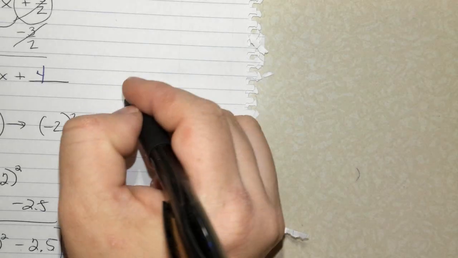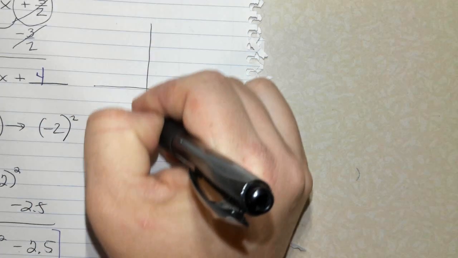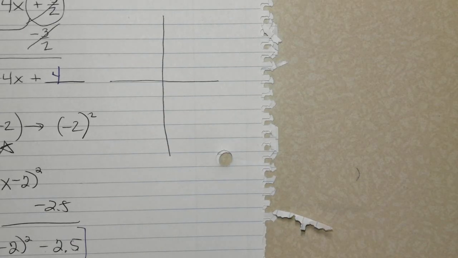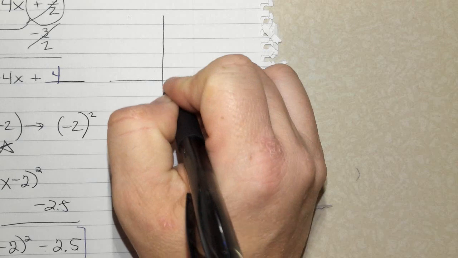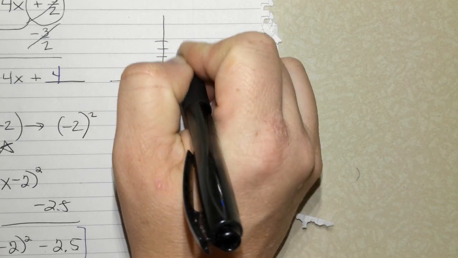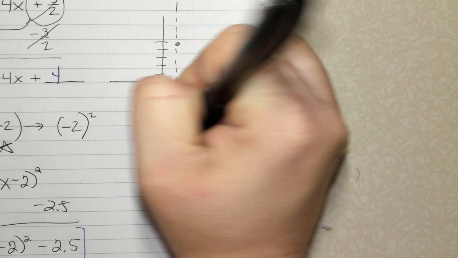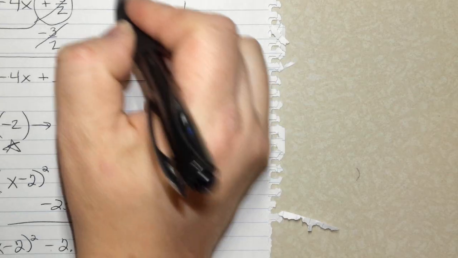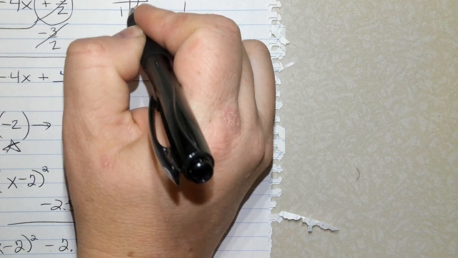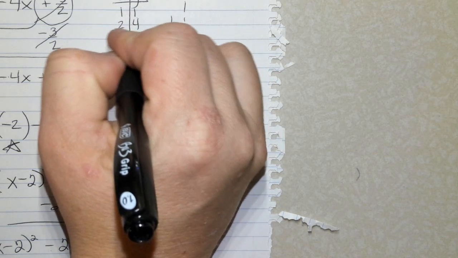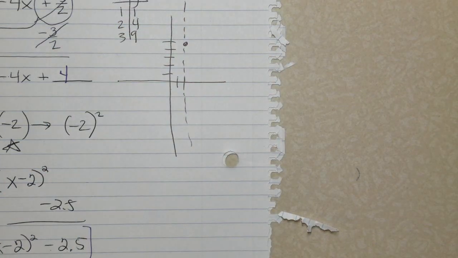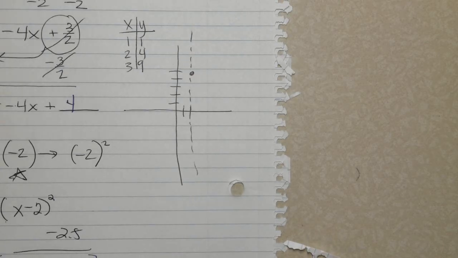All right, let's graph this. Please make yourself a very simple Cartesian plane. Graph the vertex. And now write the pattern down. The pattern with quadratics: 1, 1, 2, 4, 3, 9, 4, 16, 5, 25. And I only require 5 points to graph an accurate looking parabola.